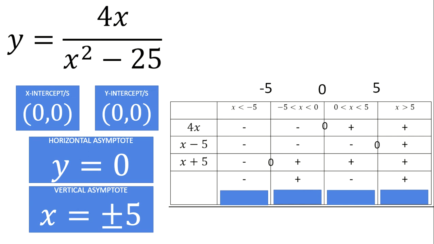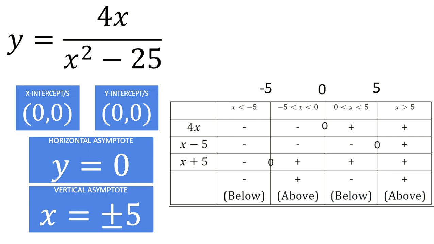Again, the meaning of negative is below the x-axis. And for the positive, it's above the x-axis. Always remember that. So let's try to graph now.